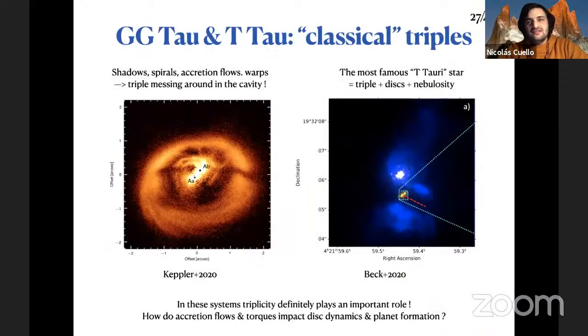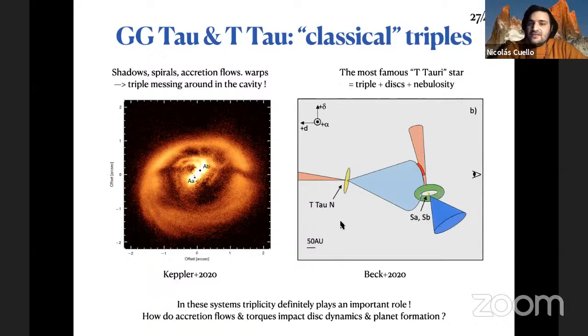We have GG Tau and T Tauri, which are classical triples. Here you have a cavity and you have 3 stars inside the cavity. This was observed with SPHERE, and you can see that there is a lot of structure. It's a huge mess, but it's wonderful. On the right, you have the most famous T Tauri star that actually gave the name to a class of stars, which is itself a triple star with disks and some nebulosity around. And this is the model that Beck and collaborators came up with. You have this circumbinary disk with outflows, and you have another outflow here, a disk in here. It's just wonderful. And in these cases, I want to highlight that triplicity definitely plays a role.